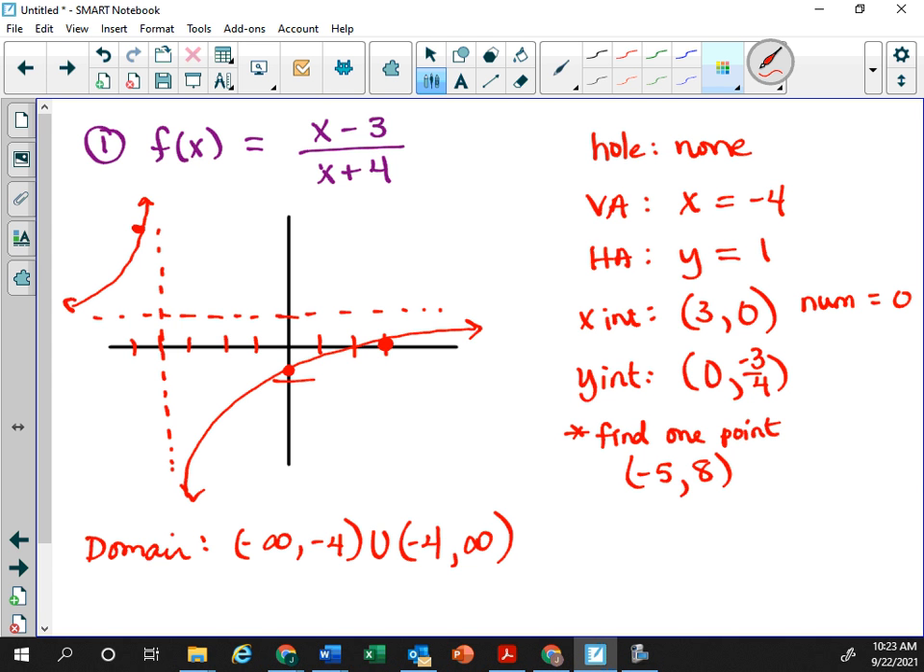So something to note with asymptotes that I'm not sure is always made clear to you guys. The vertical asymptote, your graph will never touch it. It cannot cross that value. That value is not a part of the domain. The horizontal asymptote, your graph absolutely can cross that. The point of the horizontal asymptote is to tell you what happens at the ends of your graph.